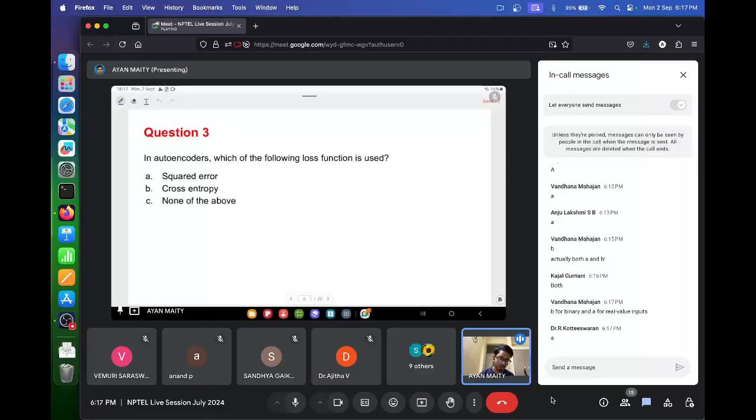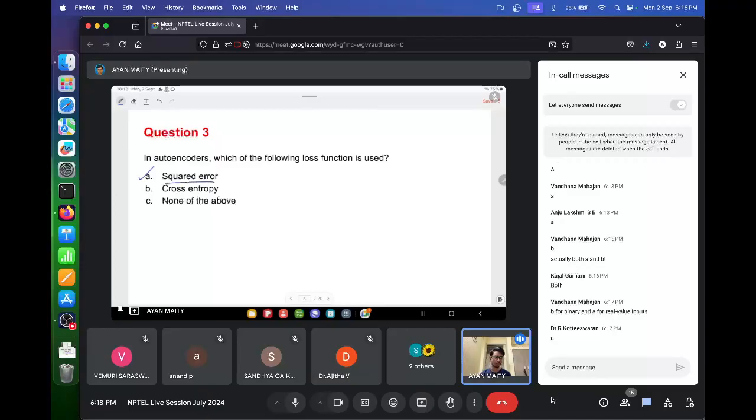Vandana says both A and B. Kajal says both. Vandana says B for binary, A for real valued inputs. And Dr. R. Kotishwaran says option A, squared error. The correct answer should be A, squared error.